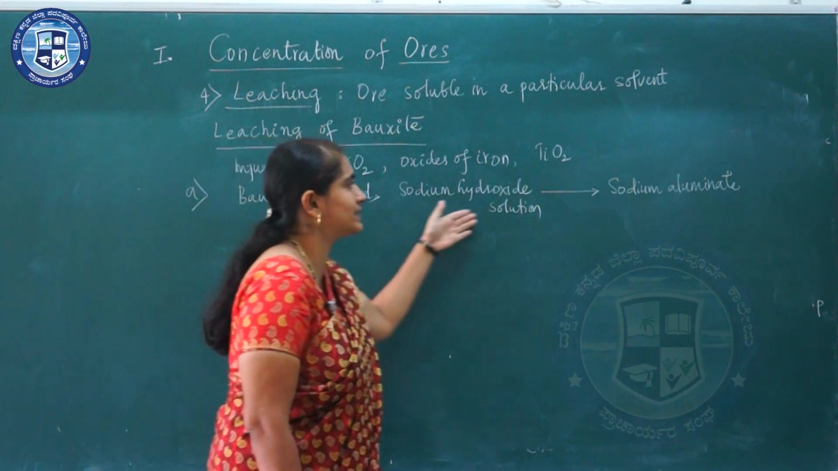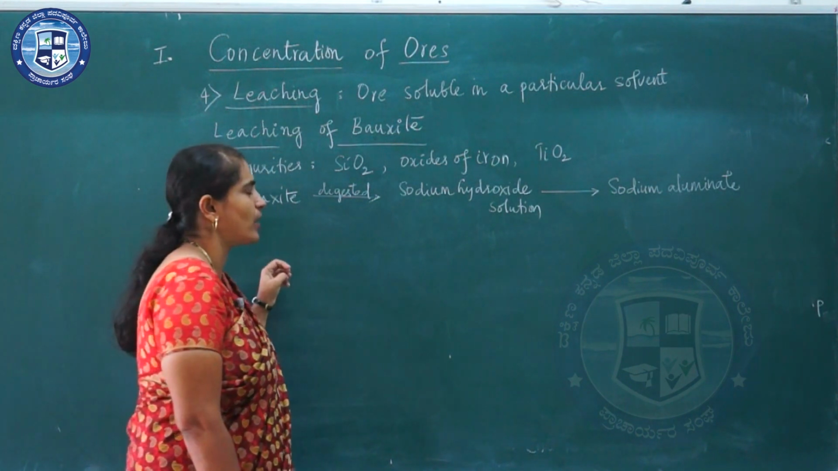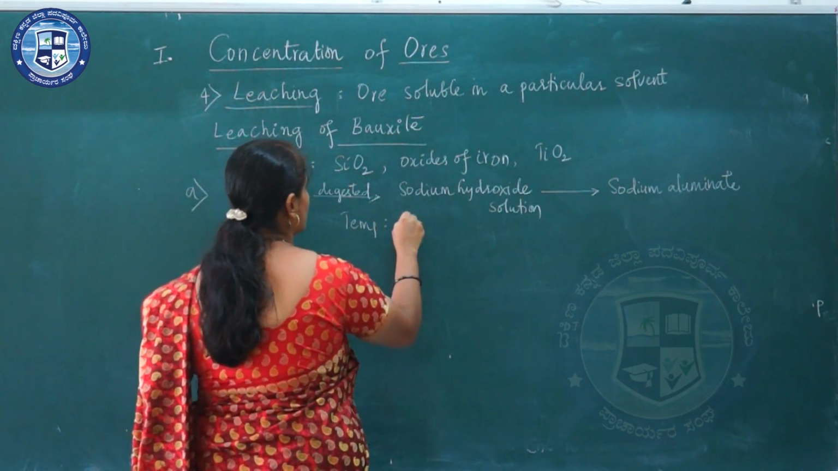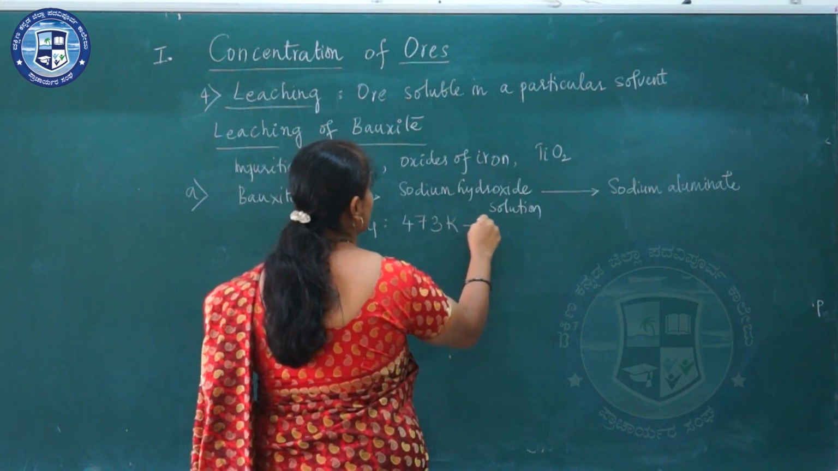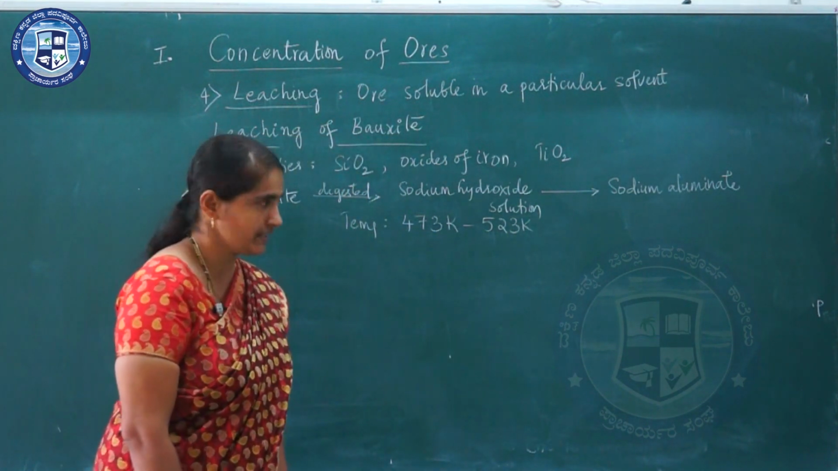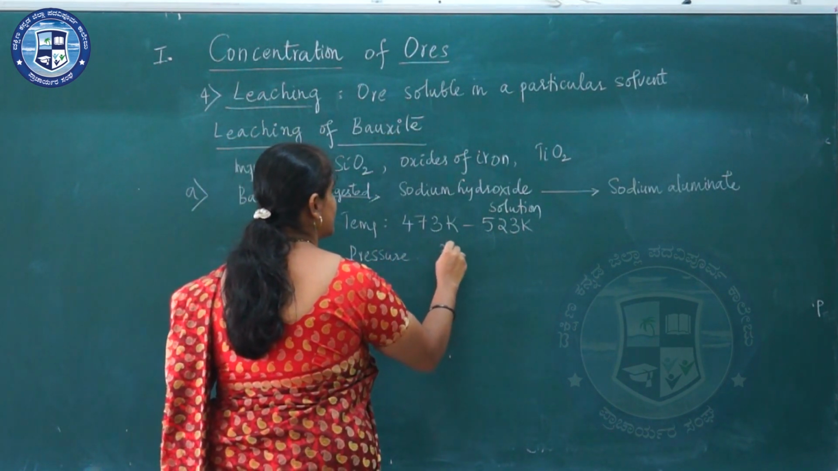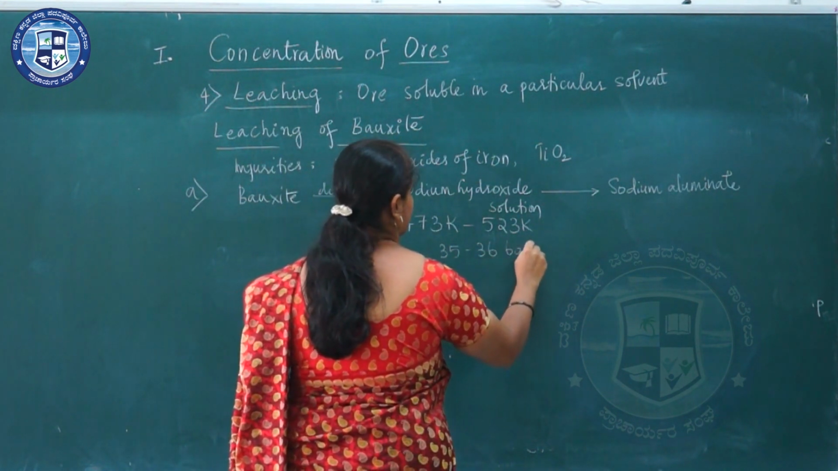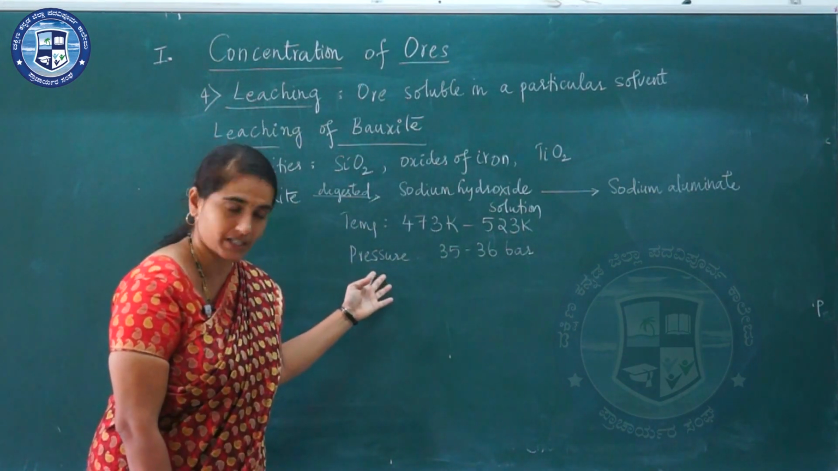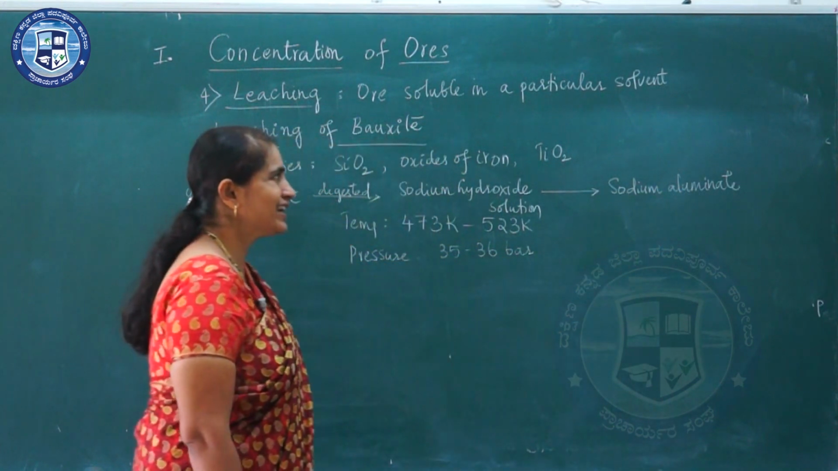Just the reaction is not that simple, students. This requires certain conditions of temperature and pressure, which is very important. You have to mention those. The temperature we mention here is around 473 Kelvin to 523 Kelvin, and a pressure of 35 to 36 bar. If you subject it to these conditions of temperature and pressure, the bauxite ore gets converted into sodium aluminate. Now we will write the equations.